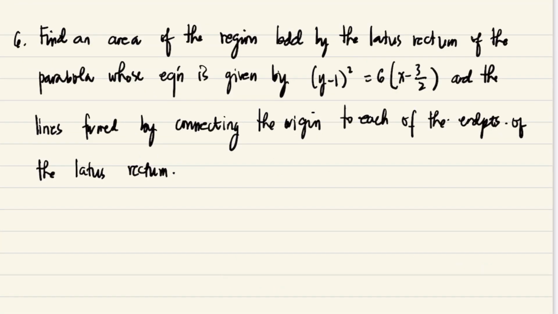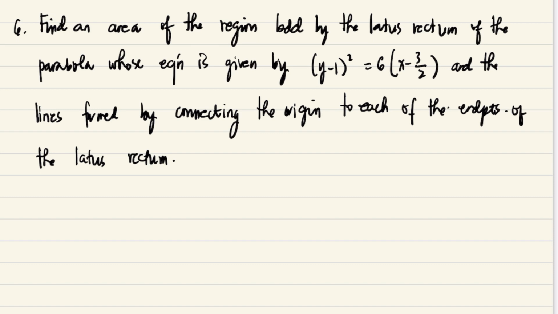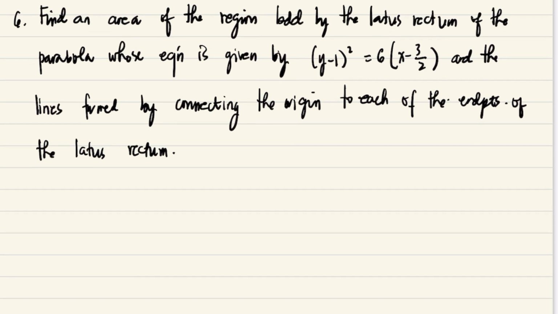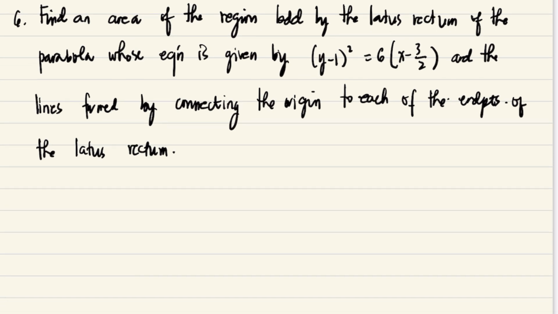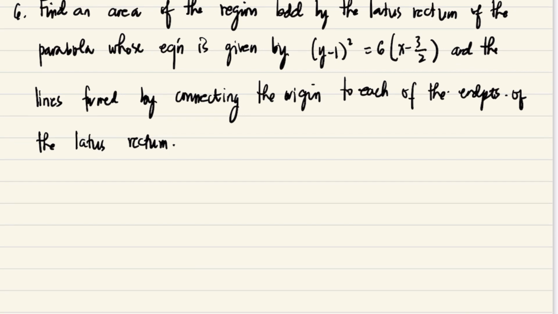That's it. So our last problem here is to find the area of the region bounded by the latus rectum of the parabola whose equation is given by y minus 1 quantity squared equals 6 times x minus 3 over 2, and the lines formed by connecting the origin to each of the endpoints of the latus rectum. So how do we do that? Okay, remember we're given already the equation of the parabola. So it's not that we're looking for the equation because it's already given.